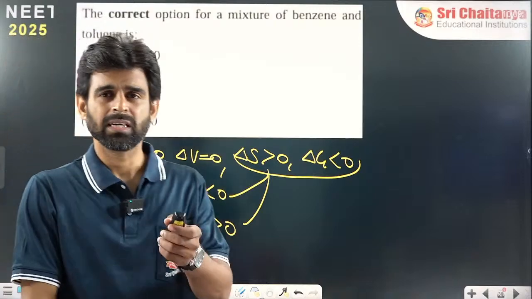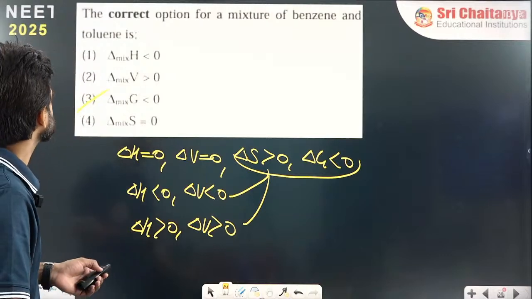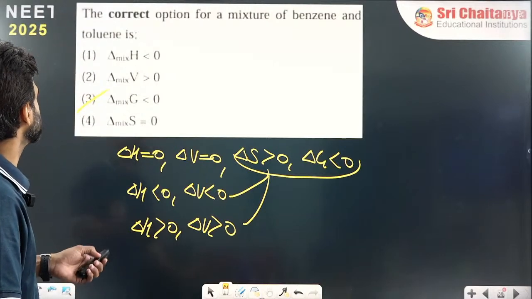Mainly I am talking about ideal as well as what? Non-ideal with positive deviation or negative deviation, right?